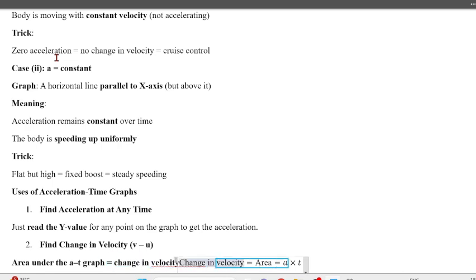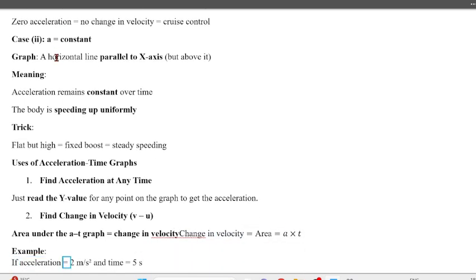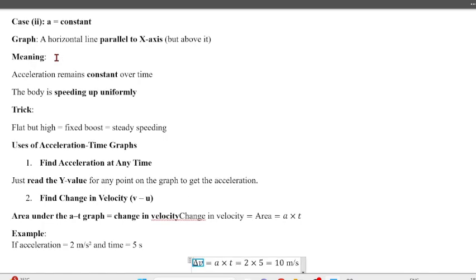Change in velocity equals area equals acceleration times time. Example: if acceleration is equal to 2 m/s² and time is equal to 5 s, Δv equals a times t equals 2 times 5 equals 10 m/s.